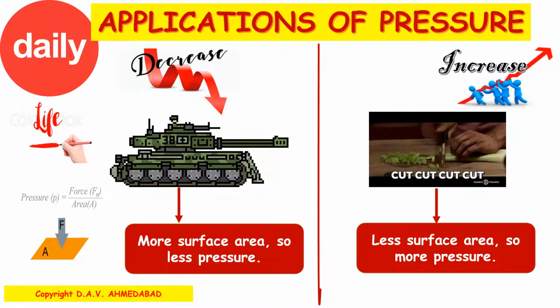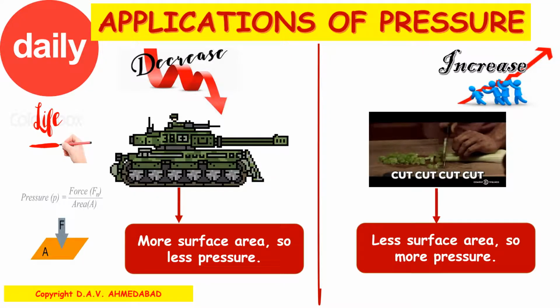There are lots of applications where we increase or decrease pressure as per our convenience. Look at the example here. Tanks and bulldozers are fitted with caterpillar tracks rather than wheels. So here, the surface area is more, and when the surface area is more, the pressure is less. Yes, they are inversely proportional, as I told you earlier.